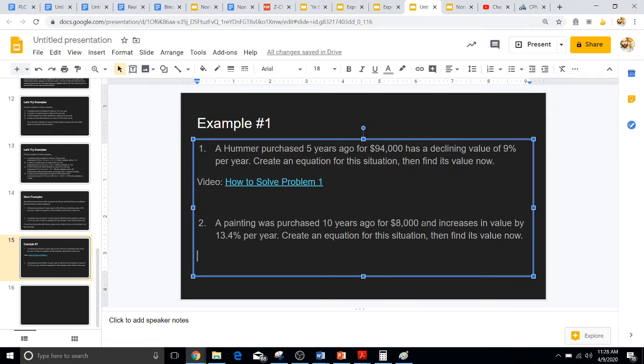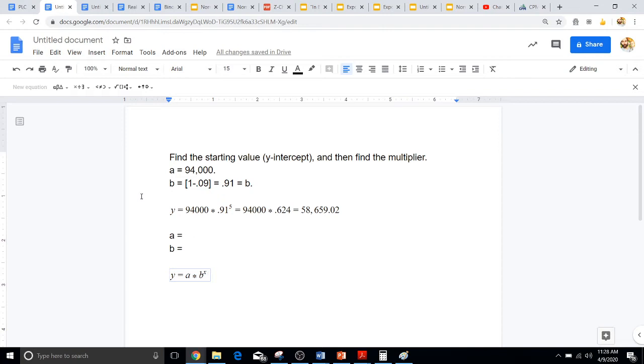So first things first, we need to find the starting amount. As you can see, the starting amount is $8,000. This is going to be our A term. So let's go ahead and write that down.